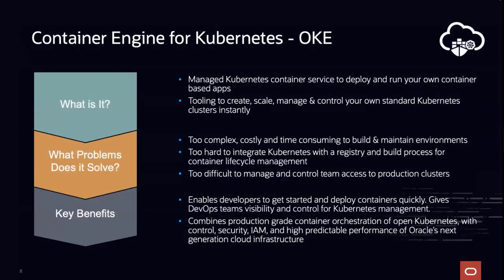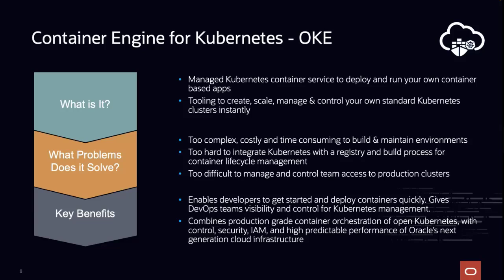So what is Container Engine for Kubernetes? Kubernetes is an open source container orchestration platform, right? It automates the deployment, scaling, and management of containerized applications. In general, you have two core pieces of the Kubernetes cluster. The first part is the control plane, which is responsible for managing the state of the cluster. And the data plane is used to run the containerized applications.